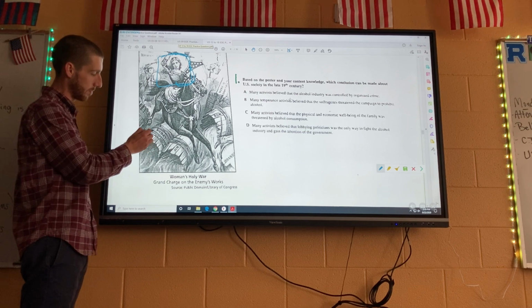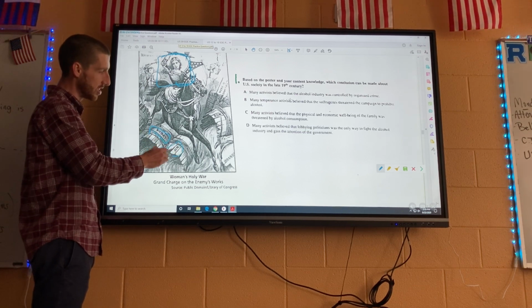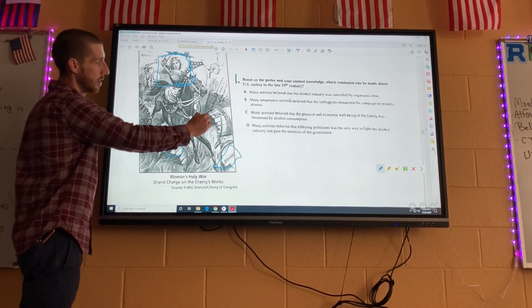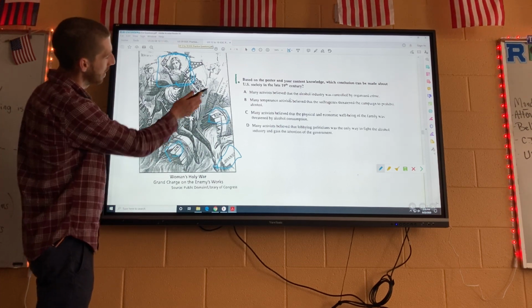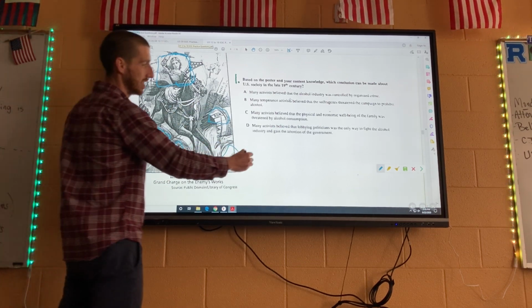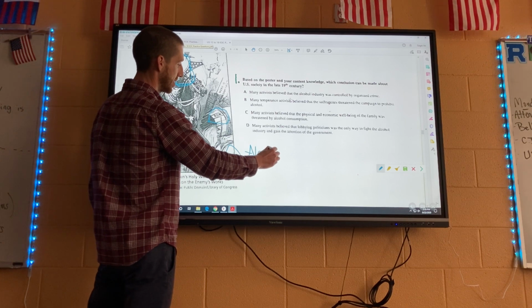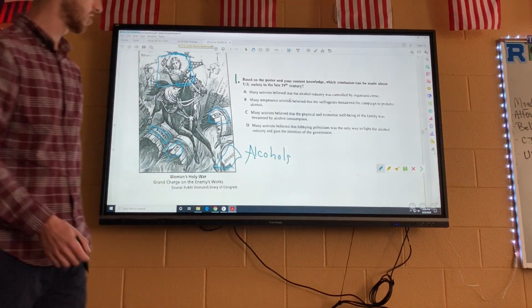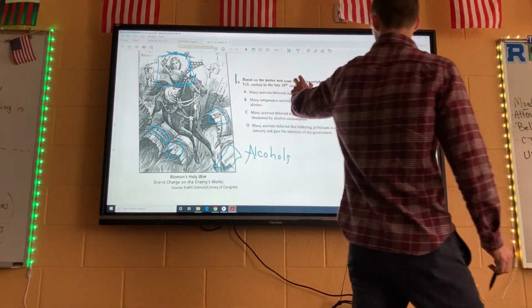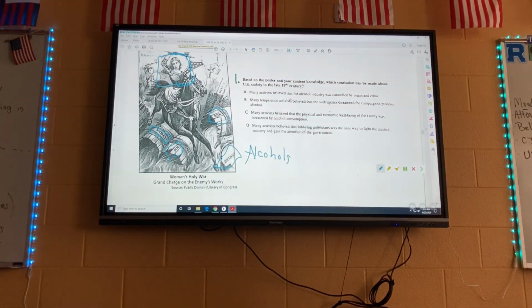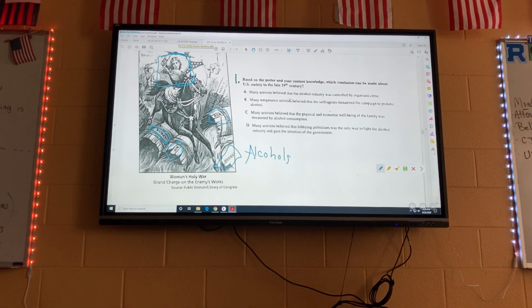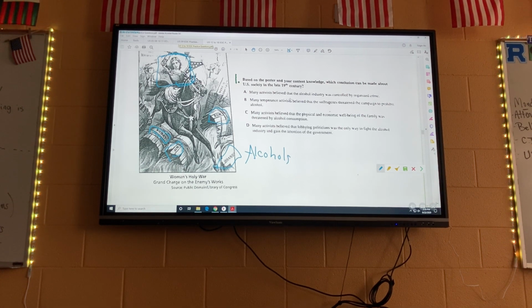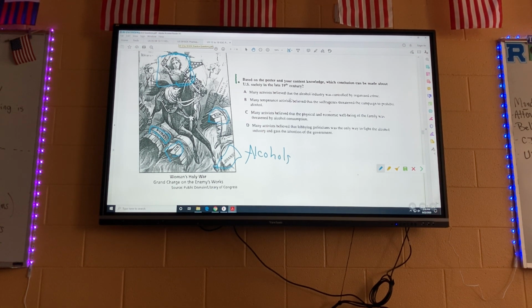And if you look right here, look, whiskey, gin, brandy, rum, and I can't read that one, but all of these things are alcohols, okay? So it says, Woman's Holy War, grand charge in the enemy's works. So it says, based on the poster and your content knowledge, which conclusion can be made about U.S. society in the late 19th century? Well, a lot of these women activists that were fighting for women's suffrage also went after alcoholism.